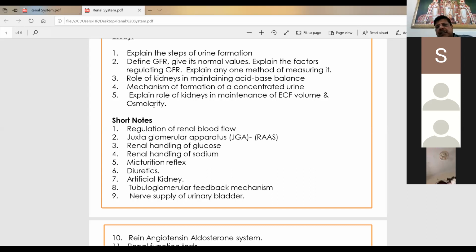What are the functions of kidney? Who will tell me? Maintenance of water and electrolyte balance. Who is this? Ramya Teja, sir. Okay, then any other answer? Regulation of blood pressure, pH, osmolarity.